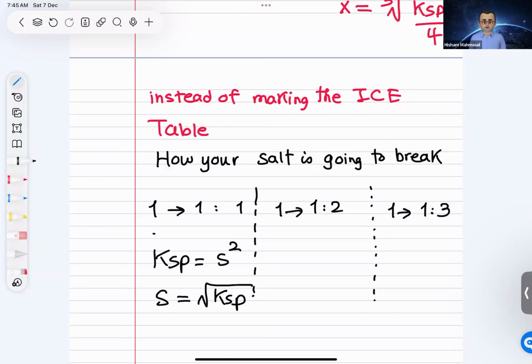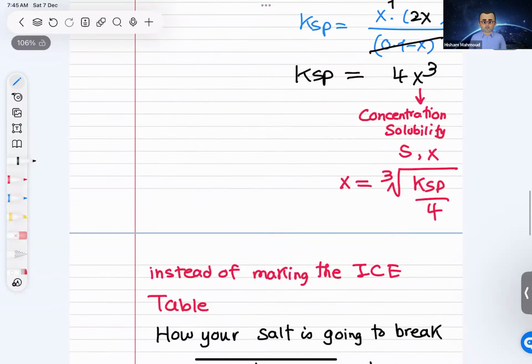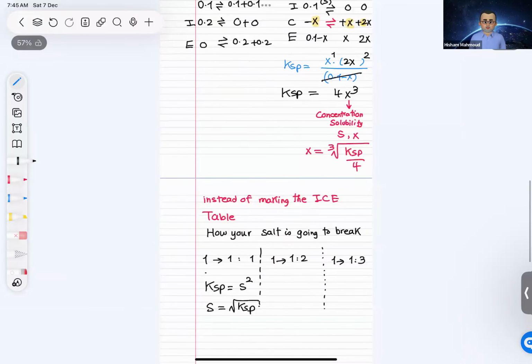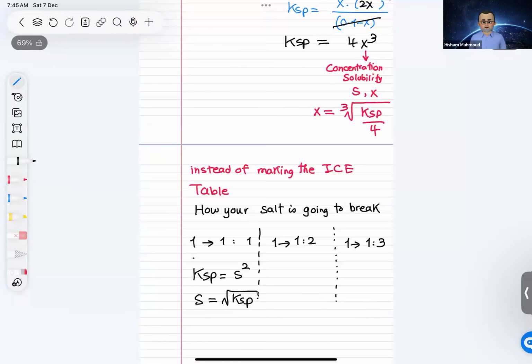Right. In the case of 1 to 2, we just said the ratio of 1 to 2. What is the ratio in the case of 1 to 2? Mariam, it will be KSP is equal to what? This is the one.